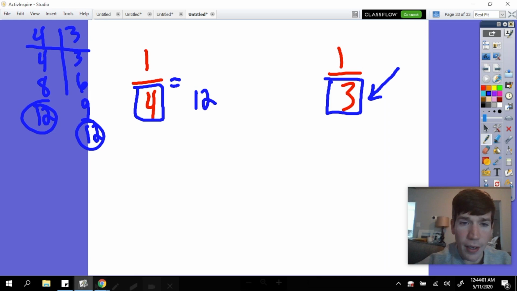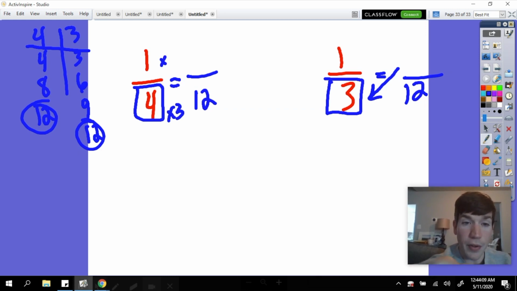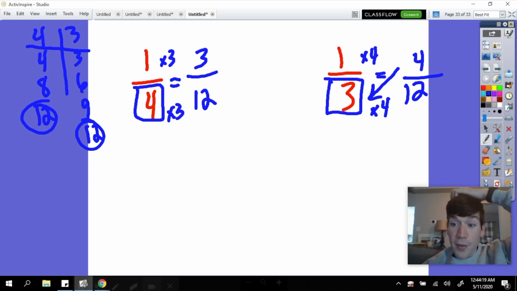Now, when we do that, remember that we got to think, what would we multiply to get to 12? So 4 times 3, we're going to do the same thing to the top. So 1/4 is the same as 3/12. 3 times 4 is 12. And 1/3 is the same as 4/12. Now, here's the interesting part.